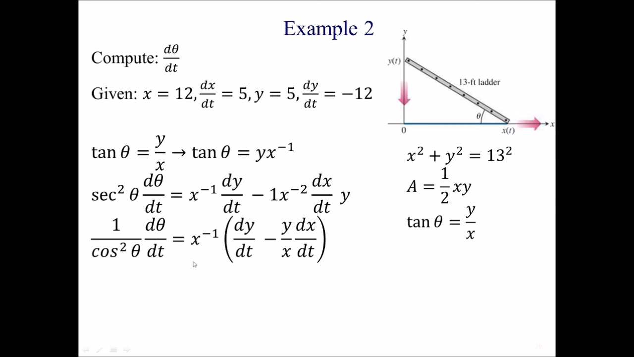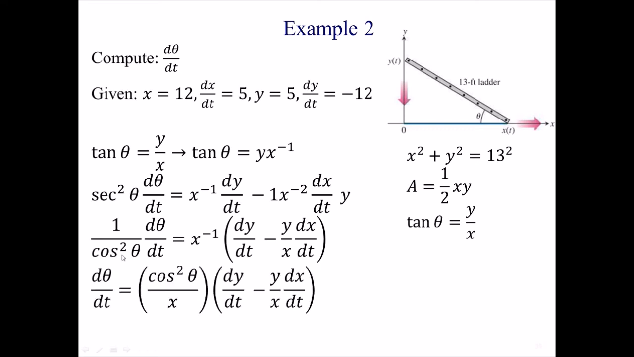Next, I want to multiply both sides of the equation by cosine squared. So multiplying both sides of the equation by cosine squared theta leaves cosine squared theta divided by x. So again, changing this x to the -1 and putting it in the denominator, minus this second term which we had cleaned up earlier.